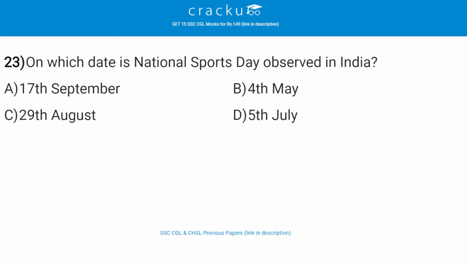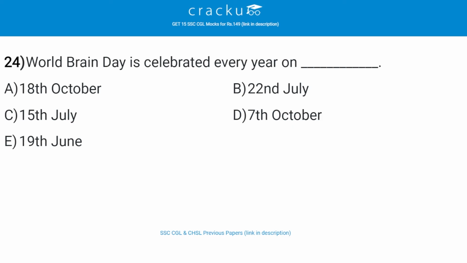On which date is National Sports Day observed in India? The correct answer is C, that is 29th August. So, the National Sports Day is celebrated on 29th August on the birth anniversary of hockey player Major Dhyan Chand, who won the gold medals in Olympics for India in years 1928, 1932 and 1936. World Brain Day is celebrated every year on dash.